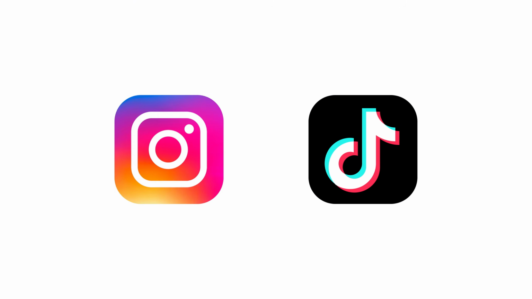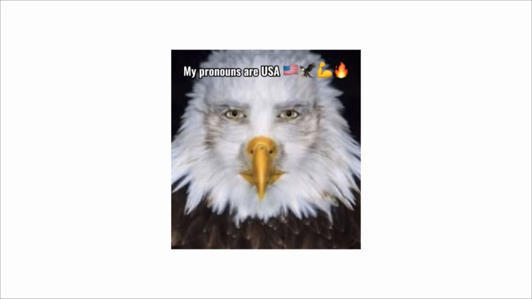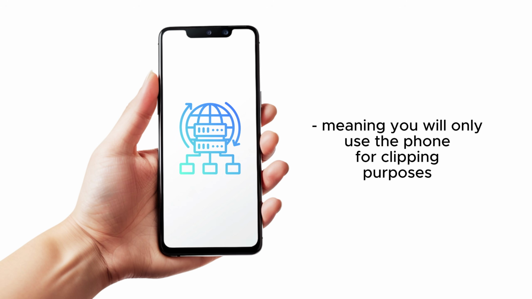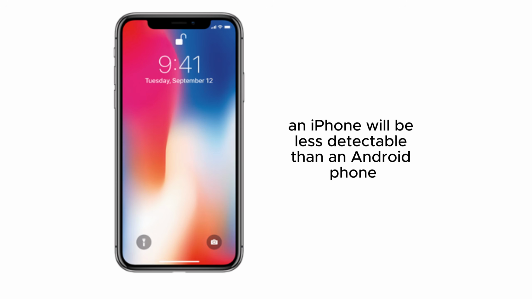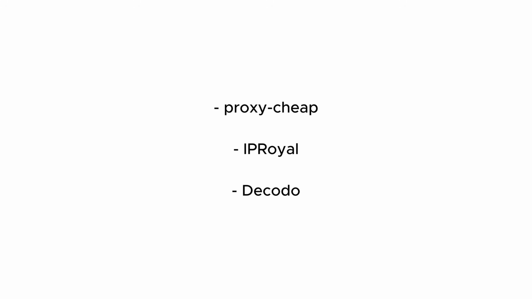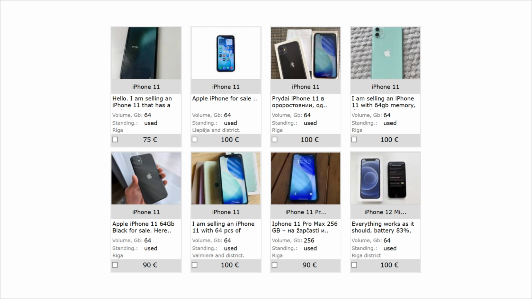TikTok and Instagram are where I would use a different setup. If I'm specifically trying to operate the account from the US, I want a dedicated device with a quality US proxy. Don't constantly turn a VPN or a proxy on and off on your main phone. Instead, get a dedicated burner phone, connect it to a good US proxy, and only use that environment for these accounts. A used iPhone might cost around $80, plus roughly a few dollars per proxy depending on the provider.